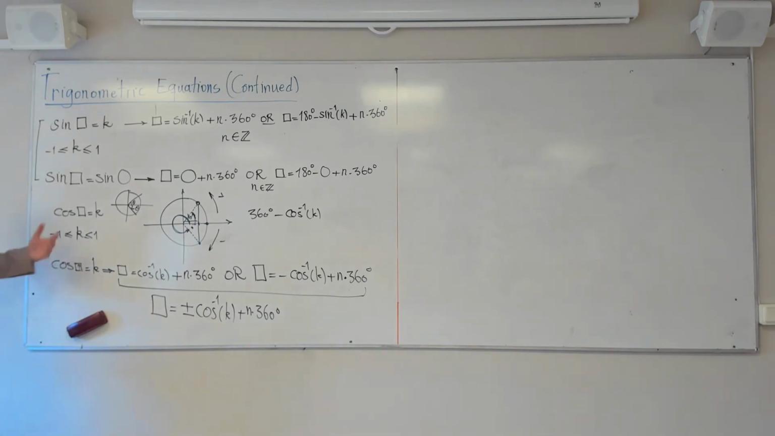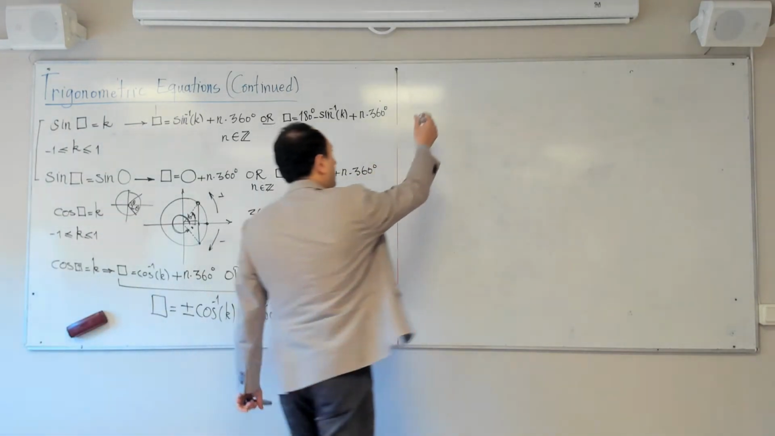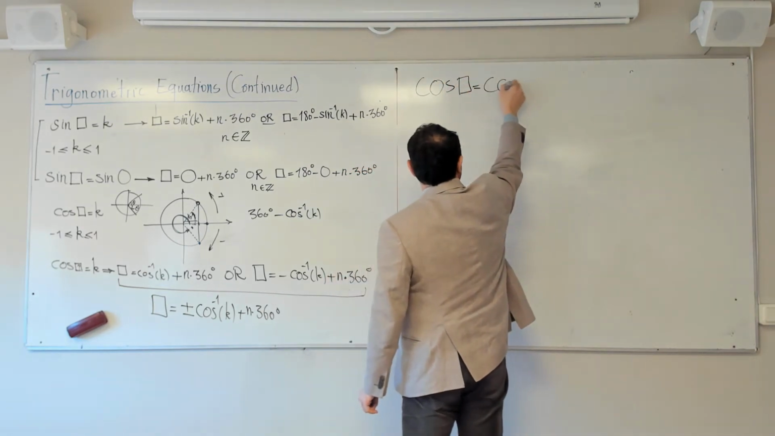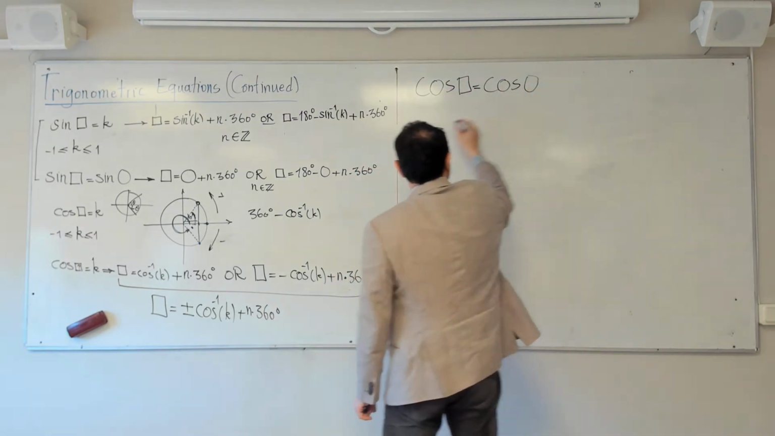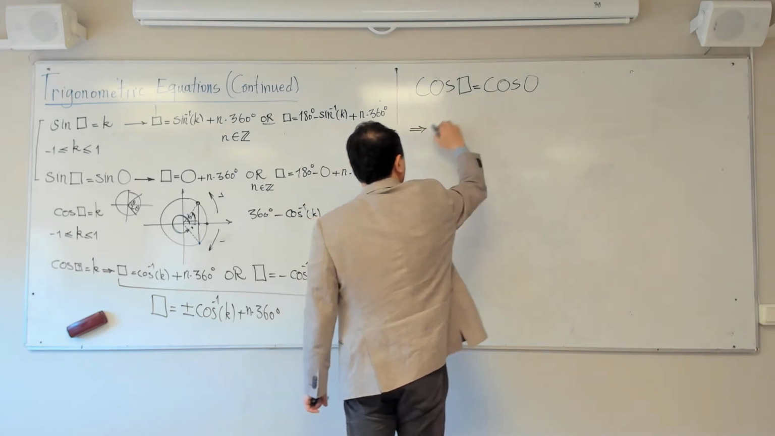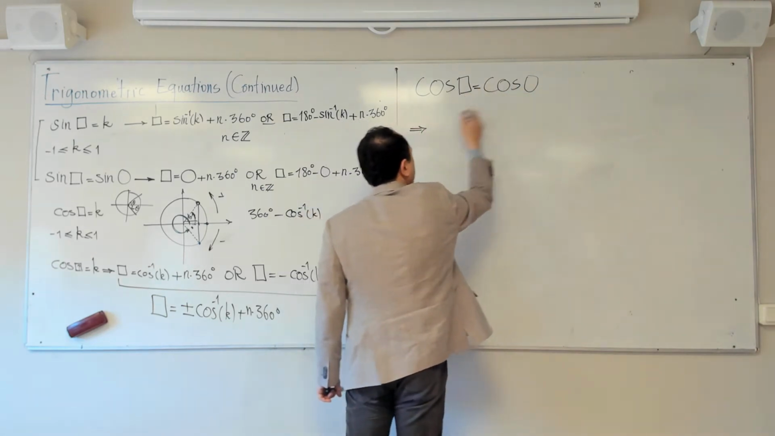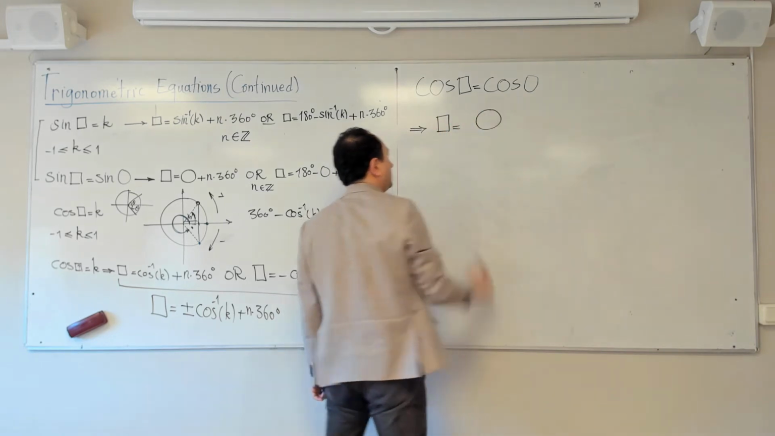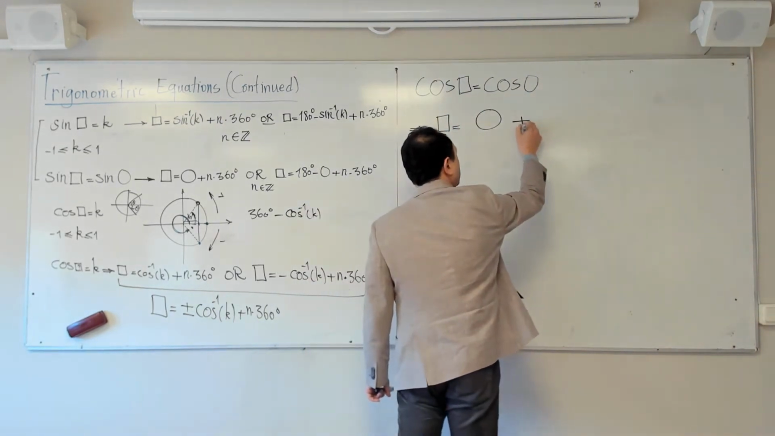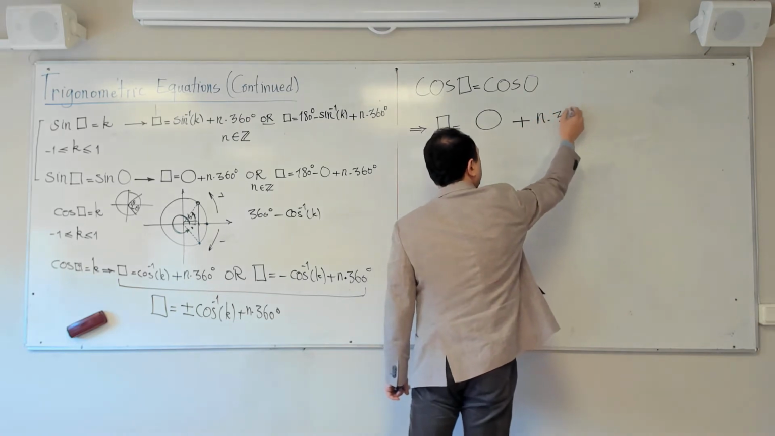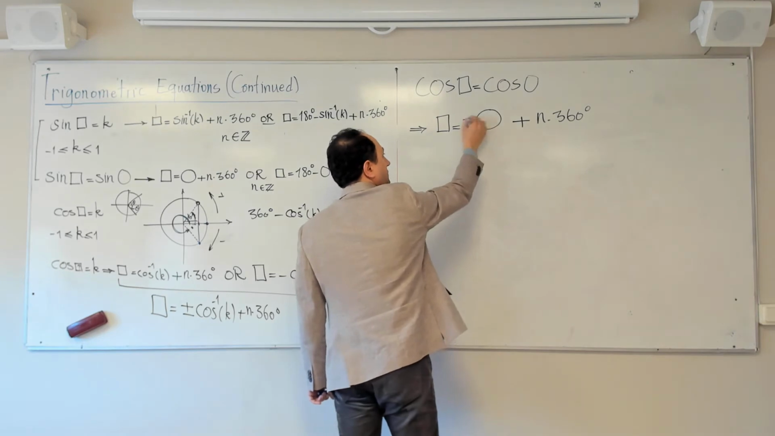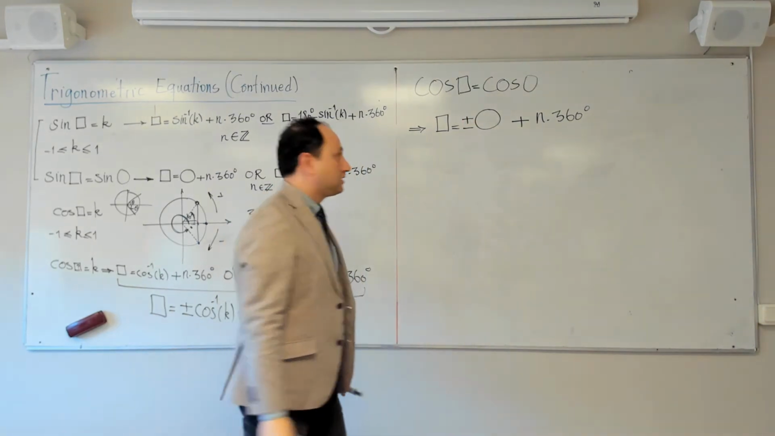Okay, so now can you cook up this story for that? If I have two cosines equal together, then what can I conclude? Okay, this should be easy now. So one possibility is, of course, that this is equal to that, plus any multiple of 360 degrees. Another possibility is that you have the negative of that, so it becomes plus and minus. Yes, as simple as that.